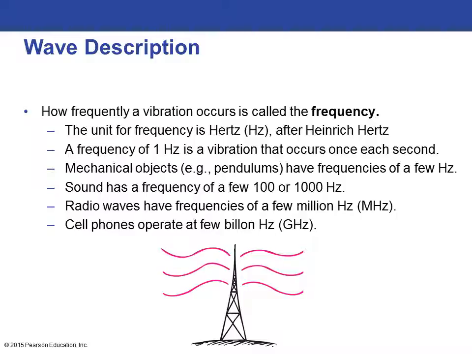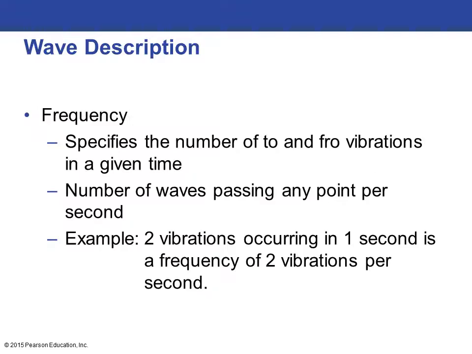Mechanical objects like pendulums have frequencies of a few hertz. Sound has a frequency of a few hundred or thousand hertz. Radio waves have a frequency of a few million hertz. Cell phones operate at a few billion hertz. Frequency specifies the number of to and fro vibrations in a given time. So it's the number of waves passing any point each second. An example, if you had 2 vibrations occurring in 1 second, is a frequency of 2 vibrations per second.